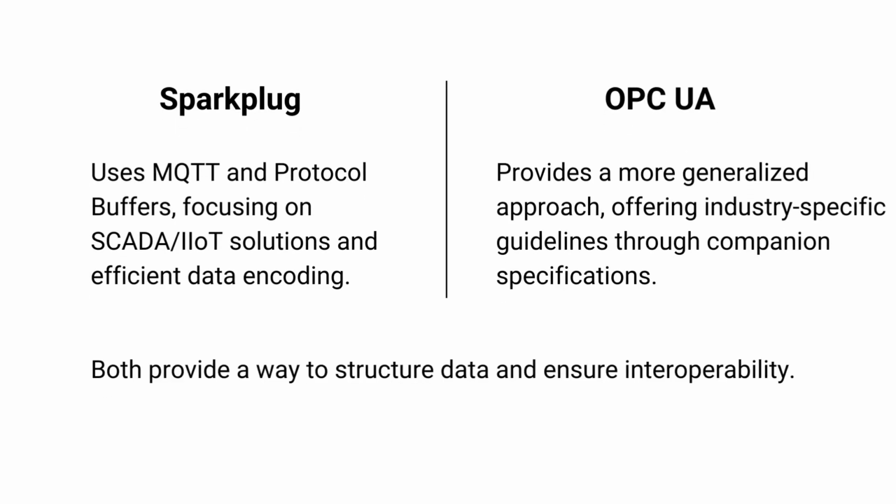Sparkplug and OPC UA, on the other hand, provide a way to structure data and ensure interoperability. Sparkplug uses MQTT and protocol buffers, focusing on SCADA or IIoT solutions and efficient data encoding, while OPC UA provides a more generalized approach, offering industry-specific guidelines through companion specifications.